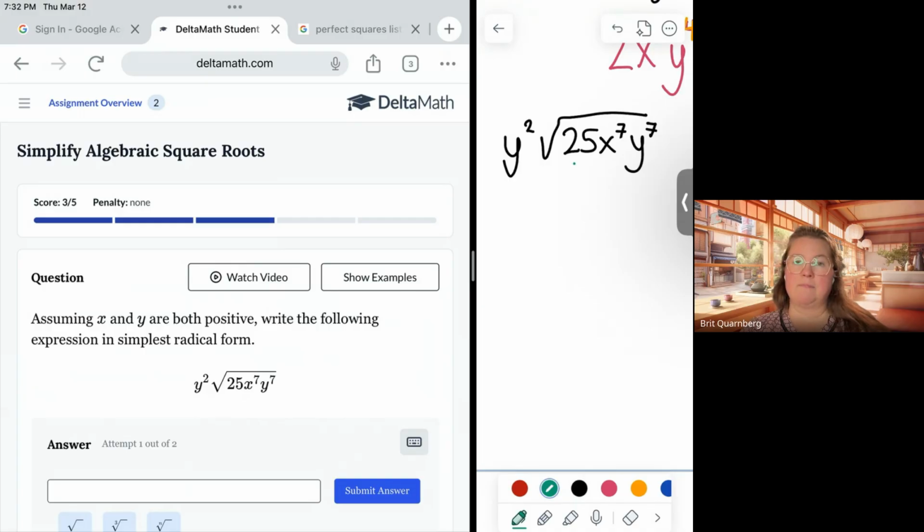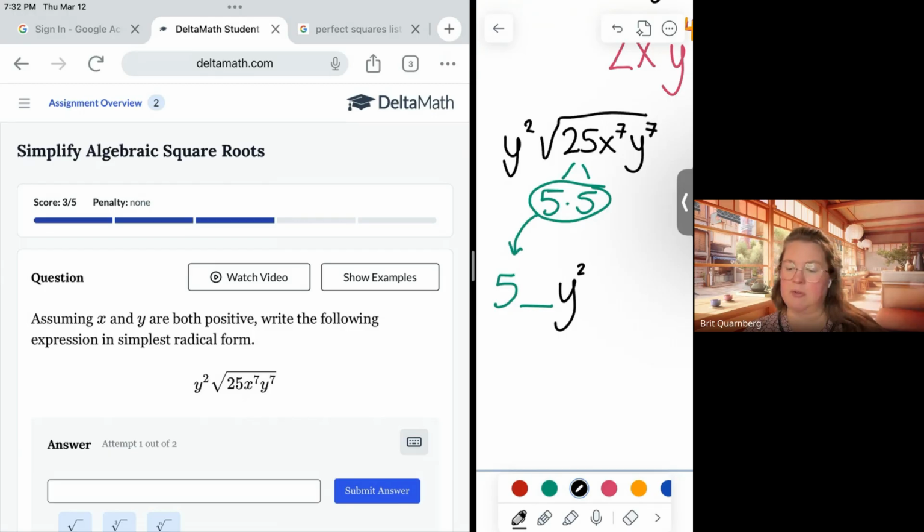Okay, so the number part. 25 is 5 and 5, so they will pair up and one will come out. There's going to be the x part. And then here's the y squared that was already there. And I can add to that exponent. So maybe I'll leave room. And then, yeah, now we're going to keep on doing stuff.